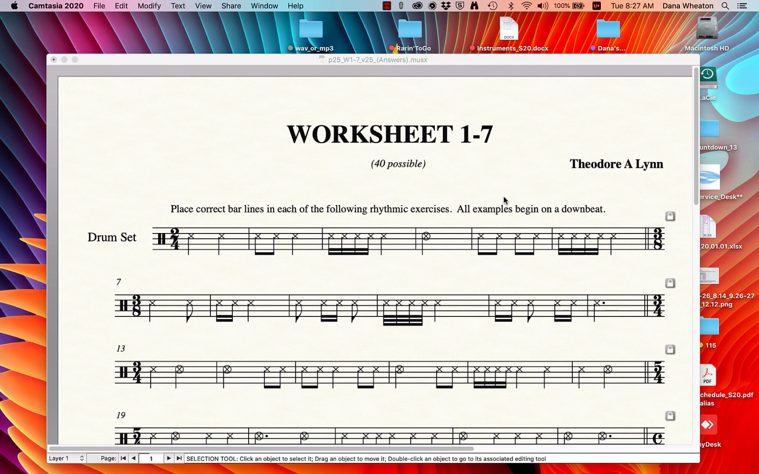All right, we're working on the answers for worksheet 1-7. Now, this one, I had to use the actual textbook worksheet because it's difficult to turn off the bar lines automatically appearing in Finale, and I didn't want to spend the time sorting that out. So all the bar lines are in place. I'm just going to remind you of the math because basically that's what the rhythms are.